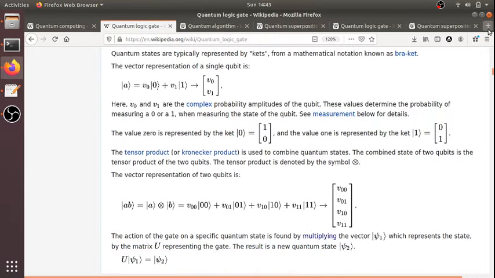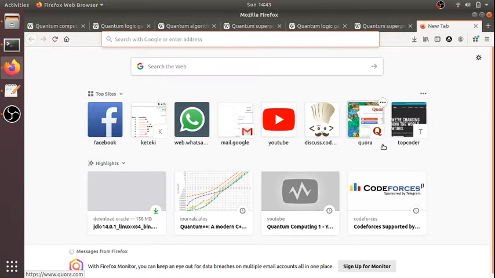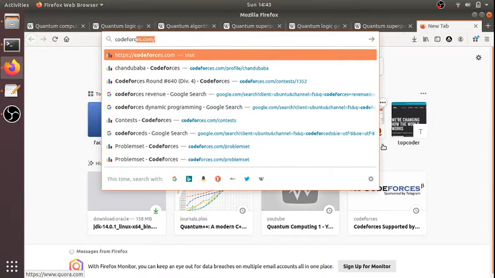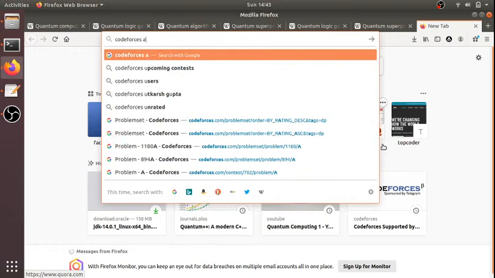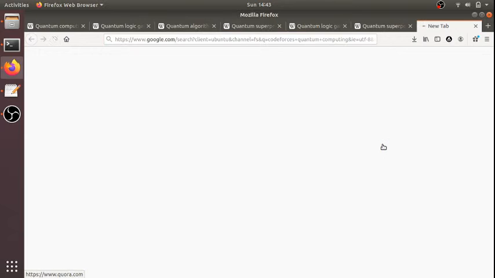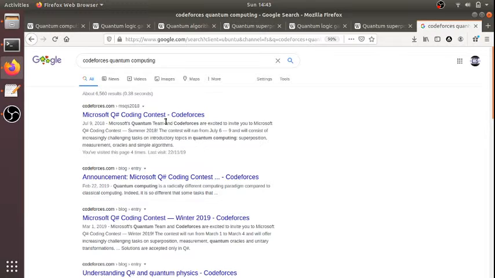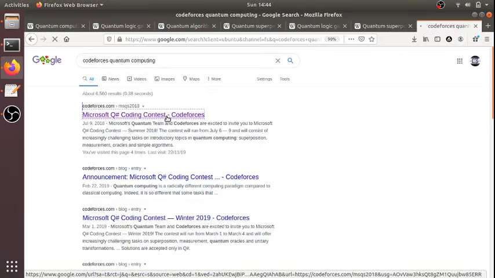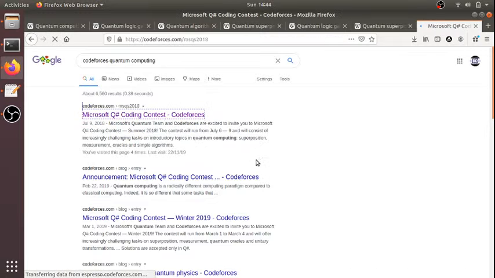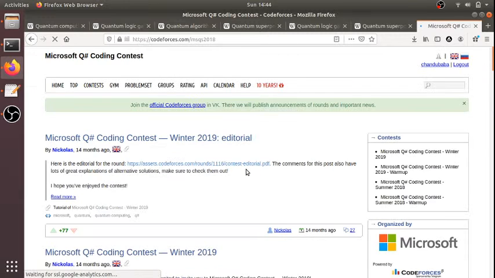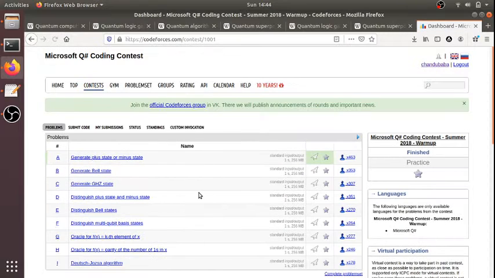So, what is this gate and what is a plus gate? What is a plus gate called? It is there in Codeforces. Quantum computing. Okay, Microsoft Q Sharp quantum computing coding contest. Okay, fine. Where is winter 1999? And the oldest one, warm up. Wow, I've solved this.